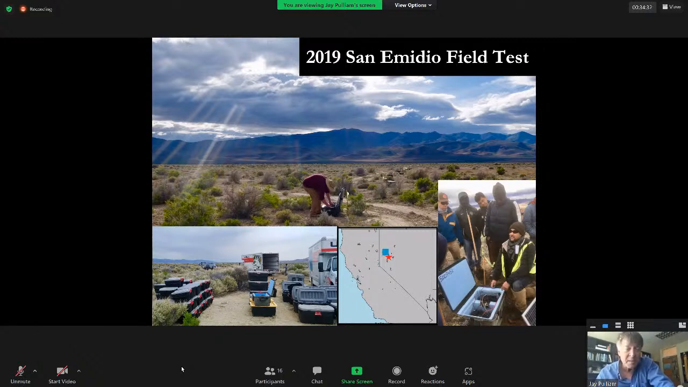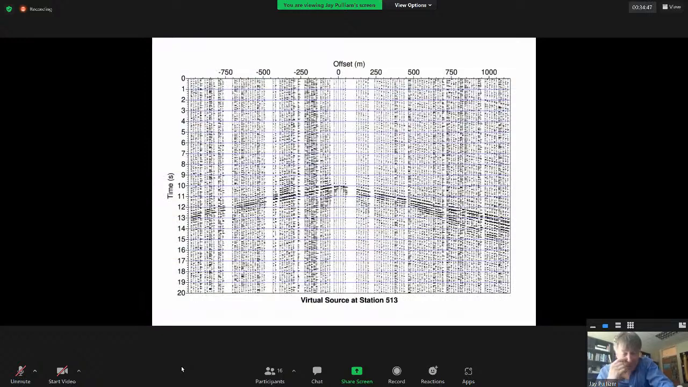In fact, things like this do exist that are much more compact and lightweight. So this is a test we did out at a geothermal field, an existing geothermal field in San Emidio, Nevada, in 2019, and we got some results. These are mostly direct waves here. I'm going to show you some better results later, once we went home and came up with some new algorithms.